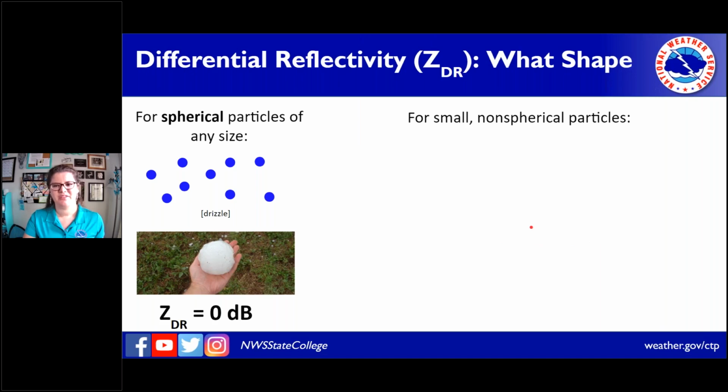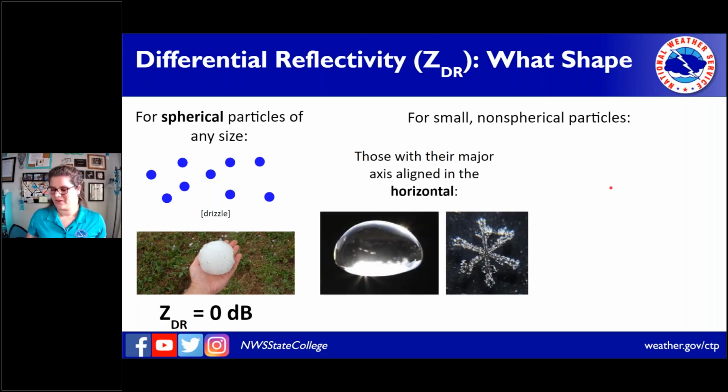Next, if we have small non-spherical particles, that would be like your raindrops, like this guy, or your snowflakes. Those are going to tell us that the ZDR is greater than 0. So your large ZDR values. That's because we have more of the horizontal plane being intersected than the vertical plane. So that increases our ZDR.